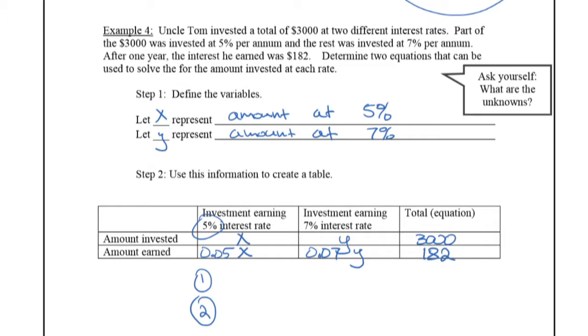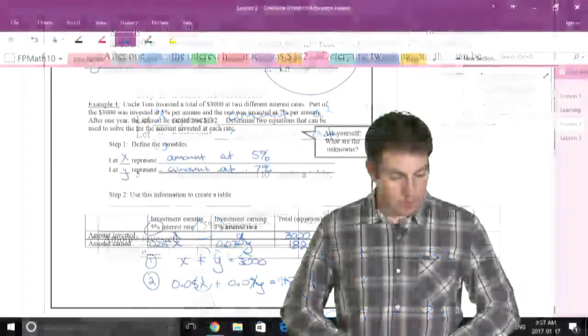So I need to come up with two equations. If I take the amount I invested at 5% plus the amount I invested at 7% and I add them together, I end up with 3,000. The other information I'm given is some of that interest is going to be at 5%, some at 7%, and in total they're going to equal $182. So that is the second piece of information in the question. So that's my system of equations.